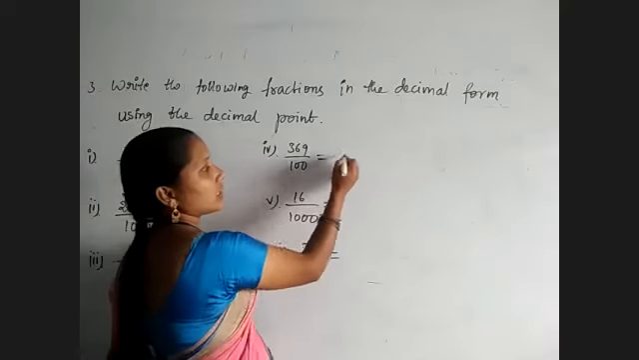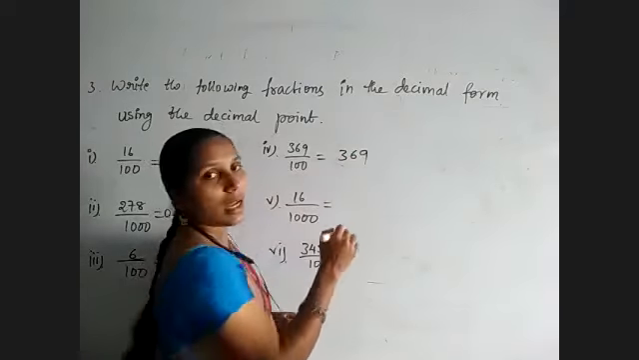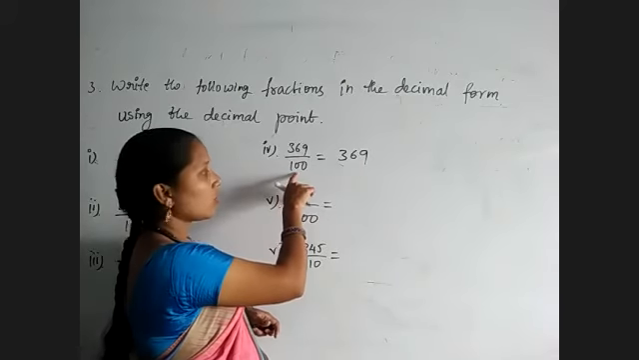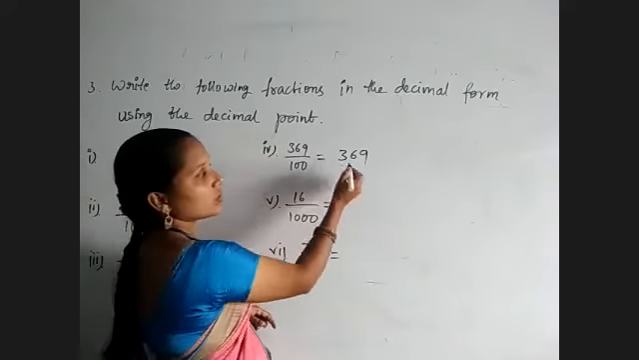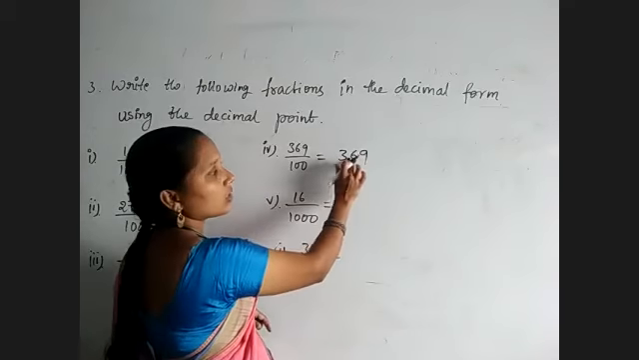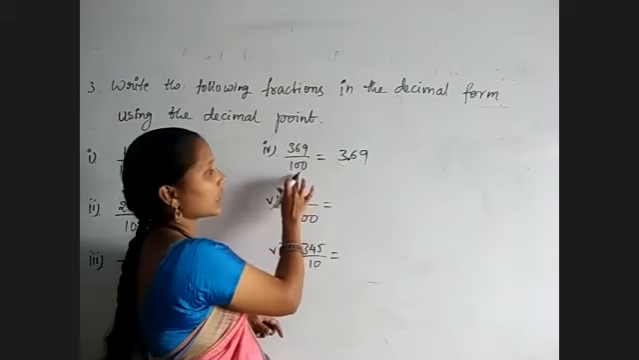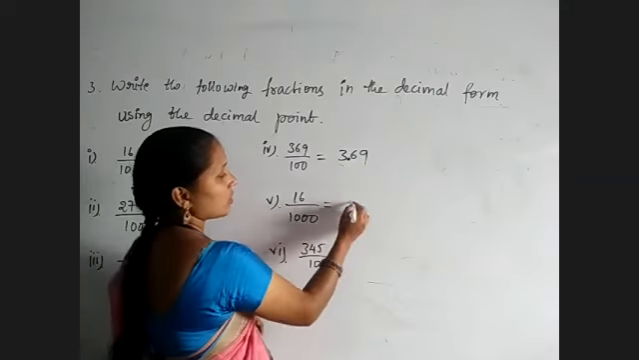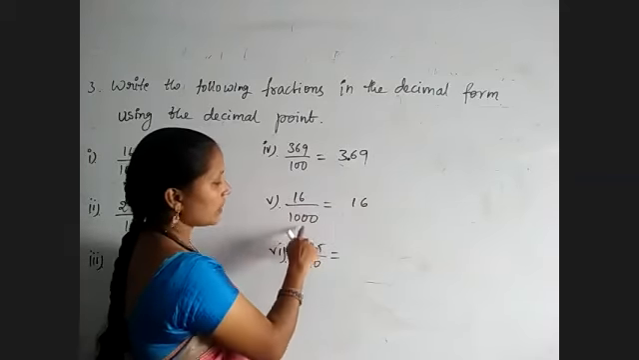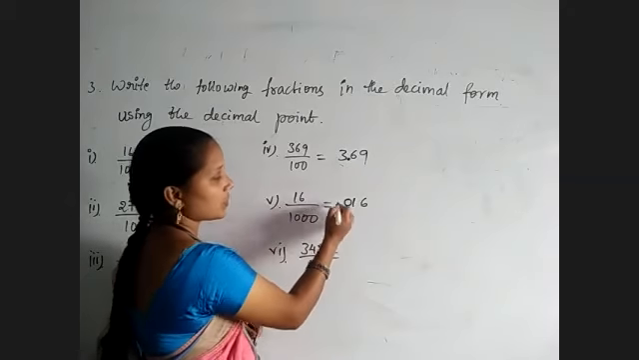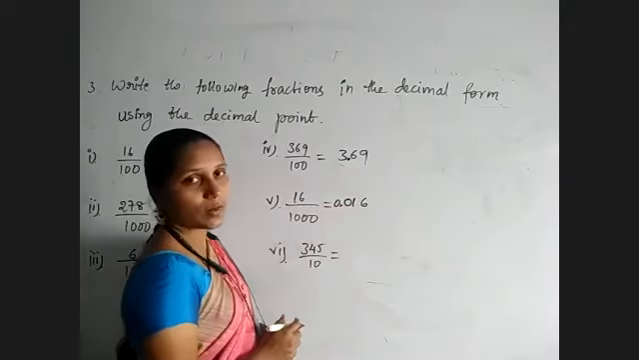Here 369 is the numerator, and with 100 in the denominator, only 2 decimal digits we must get. So 3.69. From here onwards we count 1, 2 digits, and before those 2 digits we place the point: 3.69. Next, 16 by 1000. 16 has only 2 digits, but here we must get 3 decimal digits, so we have to keep a 0. That is 0.016.